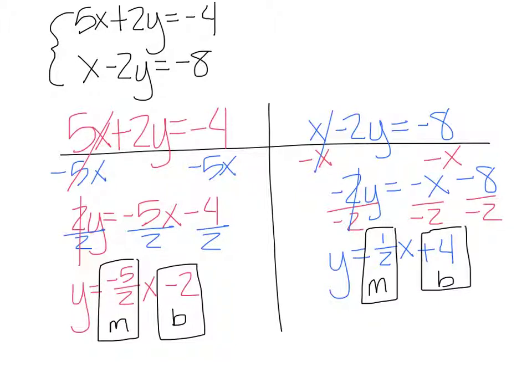So notice the slopes are different, the y-intercepts are different. We simply have intersecting lines. So since we have intersecting lines, it means that there is a point in common, and so we have one possible solution.